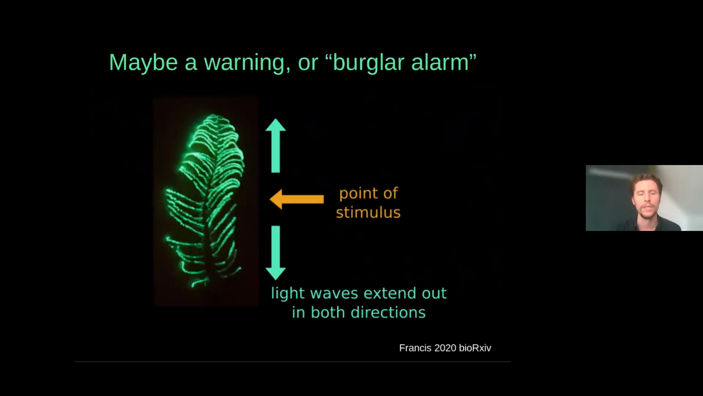Now I can switch to the other side, from the apex, and we see that the waves are going in the opposite direction, so they're very clearly going from the point of stimulation. If you do it in the middle, it goes in both directions. So thinking about the function of this very conspicuous and very bright light: this could be something similar to aposematism, a warning signal, but it also could be something hypothesized 80 years ago, which they called a burglar alarm. Something this conspicuous, to me, actually looks like a burglar alarm.